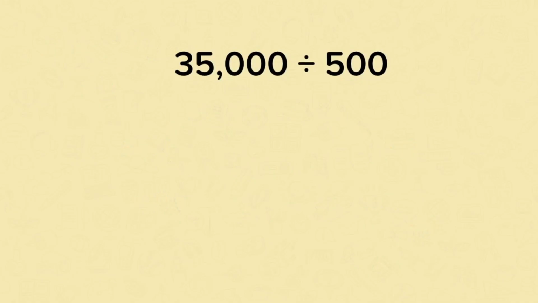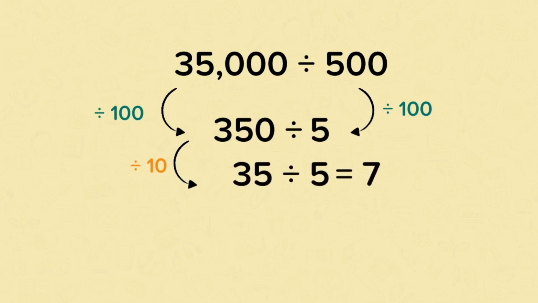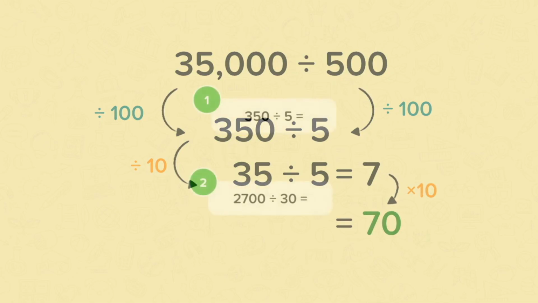Now let's look at dividing a larger number. 35,000 divided by 500. We can see that both the dividend and the divisor are multiples of 100, so we can divide both by 100. This gives 350 divided by 5. We can divide 350 by 10, but we can't divide 5 by 10, so we'll need to remember to multiply the answer by 10. 350 divided by 10 is 35, so we can do 35 divided by 5, which equals 7. Then multiply 7 by 10 to give 70.